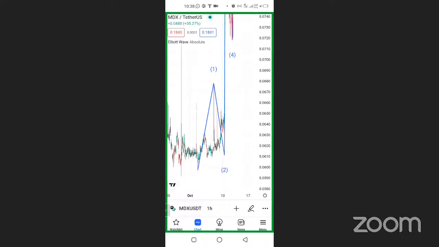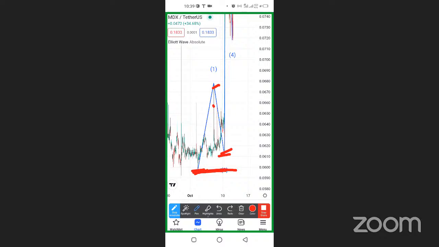Rule number 1: wave 2, which starts from here to here, can never retrace 100% of the first wave. It can never touch this line. It's just a rule. So when you enter from here and forget to get out of the market and the market comes down, it can never get back to your entry price. So be comfortable while you are in.